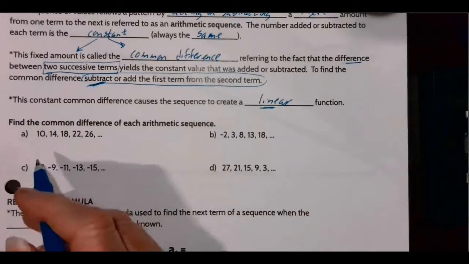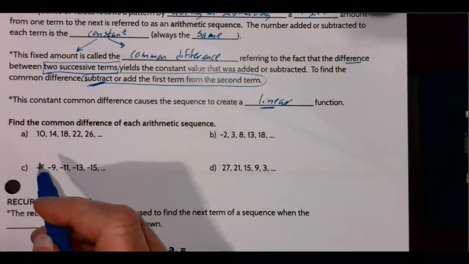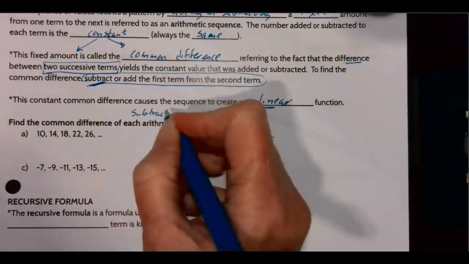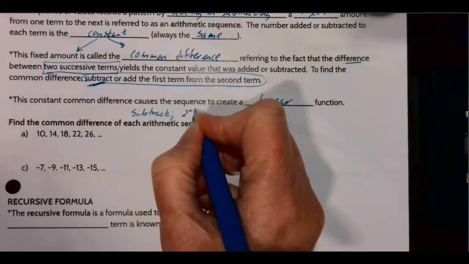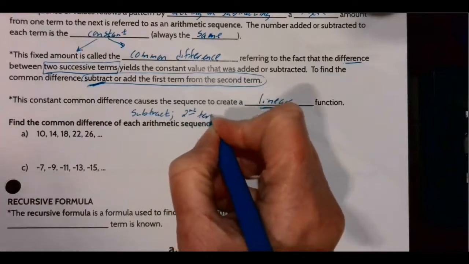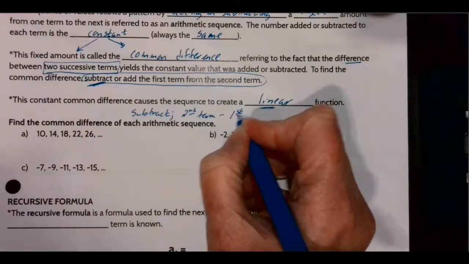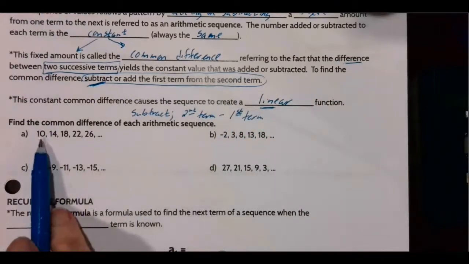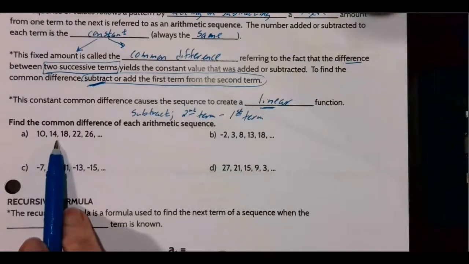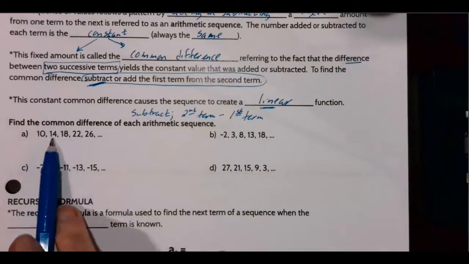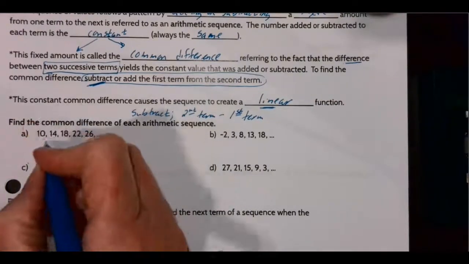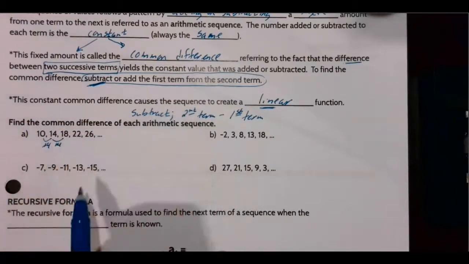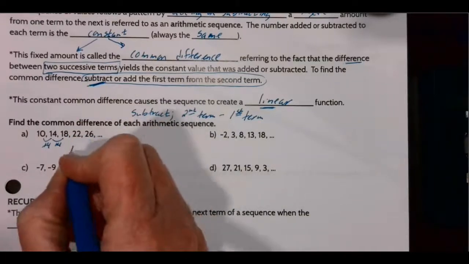So now we're just going to find the common difference. What I like to do is be very consistent on how I do it. So I always subtract. Okay, and I take the second term minus the first term. Now, sometimes you can just look at it and say, what do I do from here to here? So that's the reason they're saying you could add. What do I do to 10 to get to 14? Well, I add 4. And then I add 4. Okay, so that would be our common difference, to add 4.